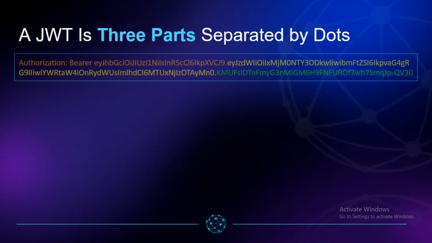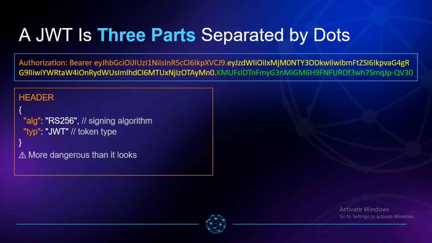A JWT is 3 base64 URL encoded parts separated by dots. Header, dot, payload, dot, signature. The header contains two things: the algorithm used to sign the token and the token type. Simple, but, and I will say this now and come back to it later, this field is more dangerous than it looks.